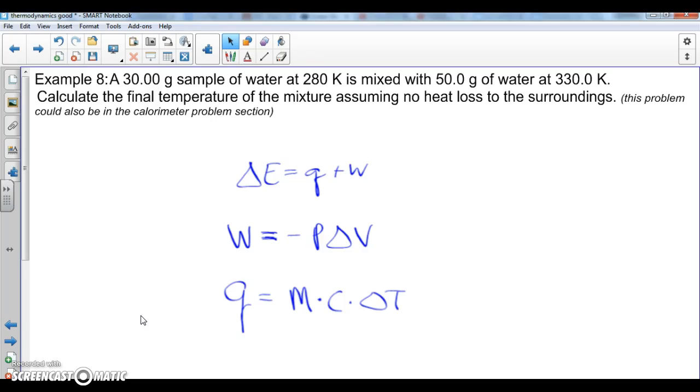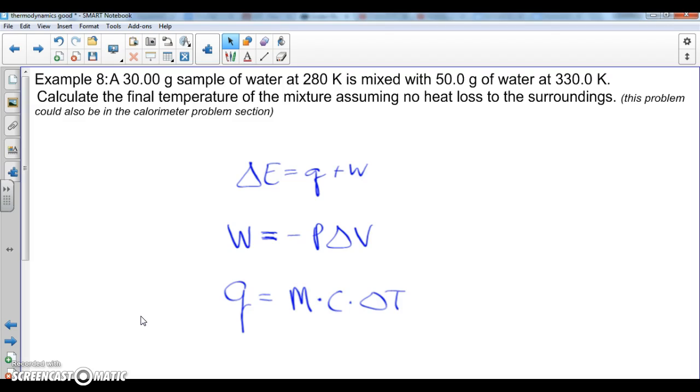Okay, example 8. Here is a little bit of a different problem than what we've had so far. This is the first time that you're going to see that you have things that you're mixing. In this problem, we're mixing two different samples of water. So imagine for a moment I have a graduated cylinder full of 30 milliliters of water and a graduated cylinder full of 50 milliliters of water, or because of the density of water, 30 grams and 50 grams.